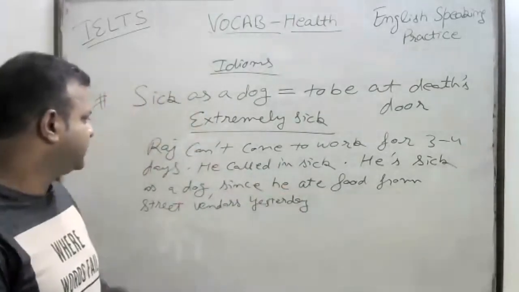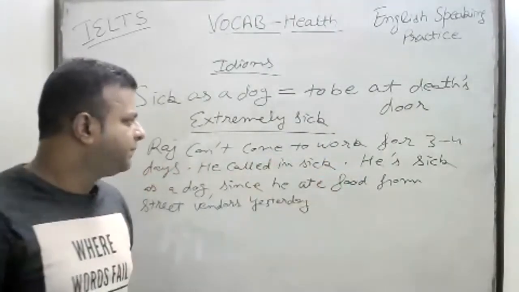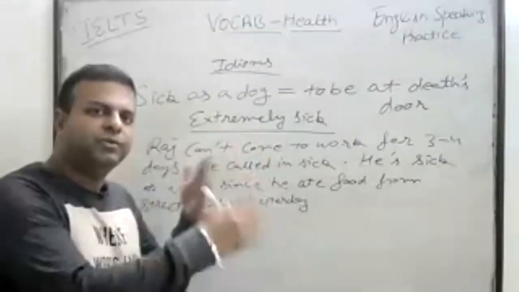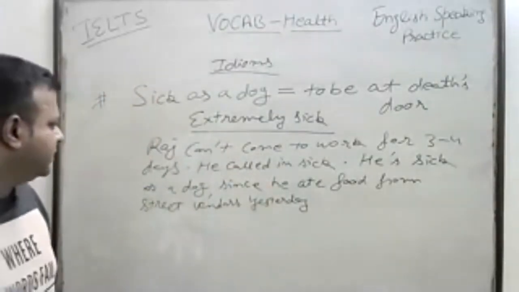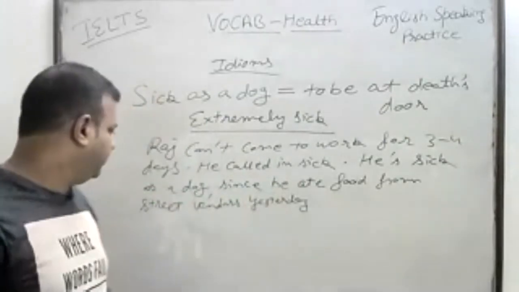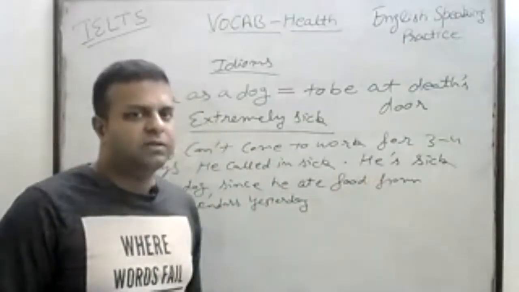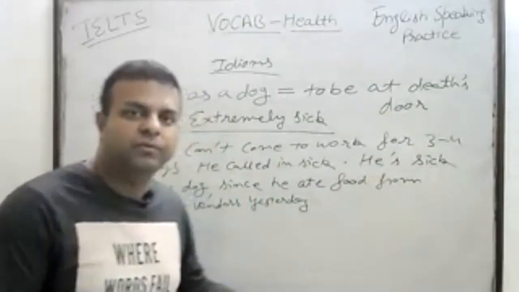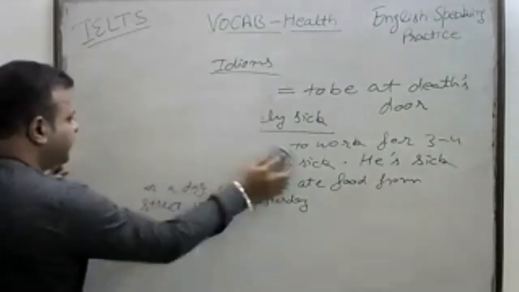So here we made an example, like Raj can't come to work for 3-4 days. He called in sick, right? He called in sick. So I'm just trying to use a couple more of the phrases which we have covered. He's sick as a dog since why? Why is he sick as a dog? Because he ate food from street vendors yesterday. Okay. He's sick as a dog since he caught a flu. You can also say that. Okay. Sick as a dog. I hope this one's clear.